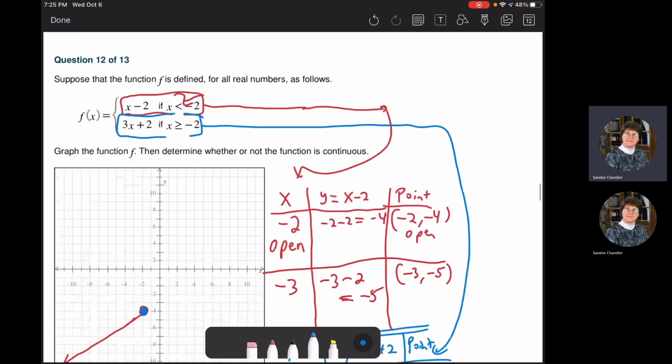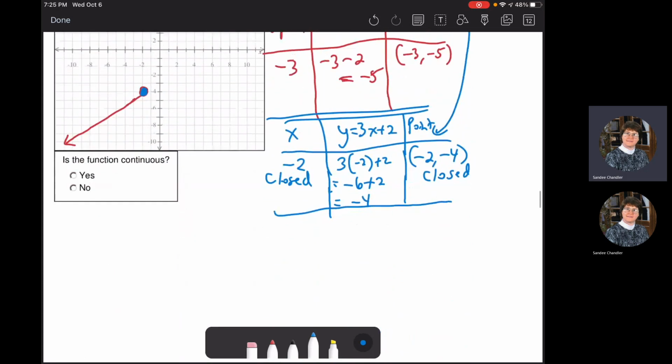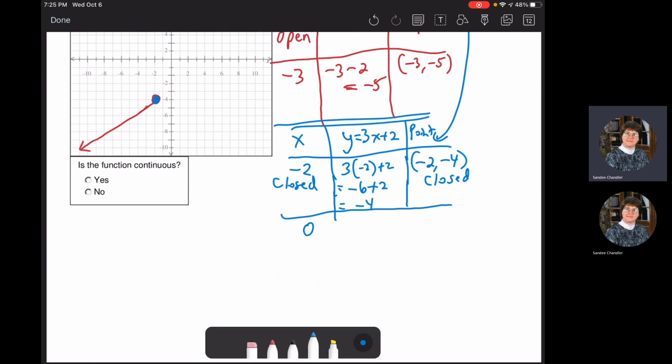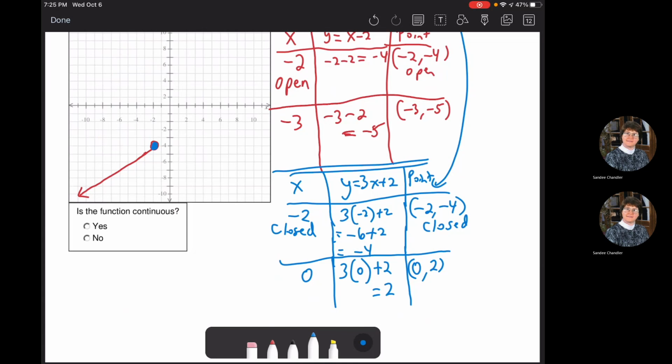All right, so this inequality was x greater than or equal to -2. So greater than -2, there's lots of numbers greater than -2. I'm going to choose 0. I like working with 0 most of the time. So that's going to be 3 times 0 plus 2, which is 2. So the point is 0, 2. So 0, 2 is up here. And then you'll connect the two dots and graph those. Is the function continuous? Basically, if you can drive your car along the little road you've just created and there's no gaps, no holes, it is continuous. If there's a hole or a gap, it would not be continuous.